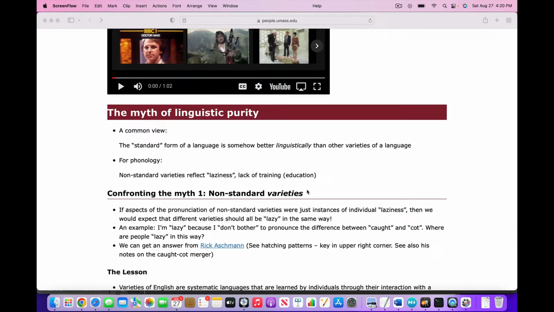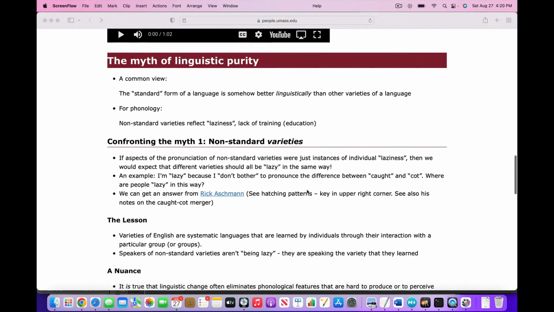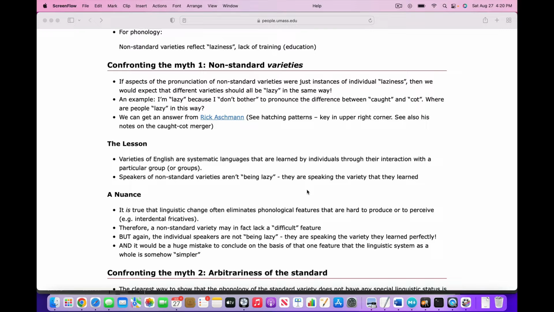To confront this myth, I think we could first think about the structure of non-standard varieties. If aspects of the pronunciation of non-standard varieties were just instances of individual laziness, then we would expect that different varieties should all be lazy in the same way. So I'm lazy because I don't bother to pronounce the difference between cot and caught. Where are people lazy in this way? Well, we got our answer last time when we looked at the Rick Ashman map: out in the West there's the merger of cot and caught. So why are these particular varieties lazy in this way and other ones are not?